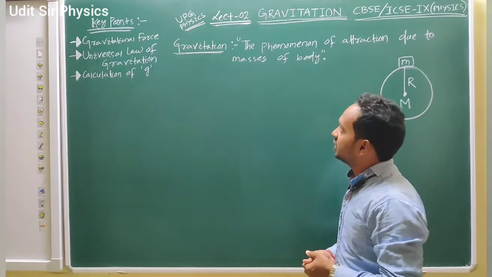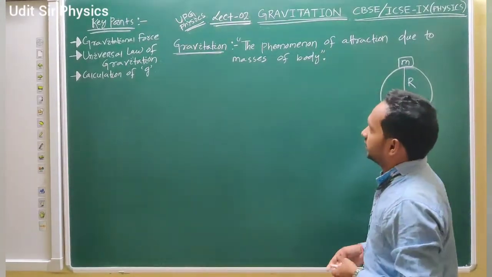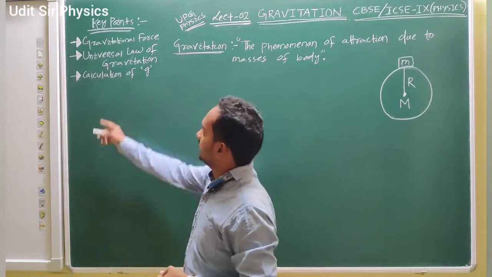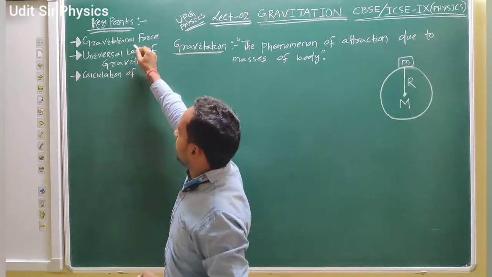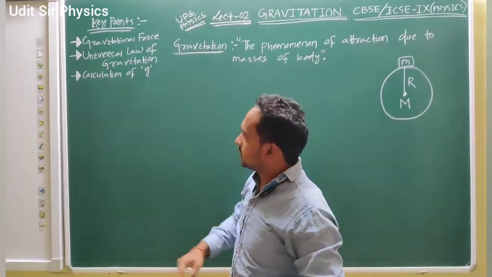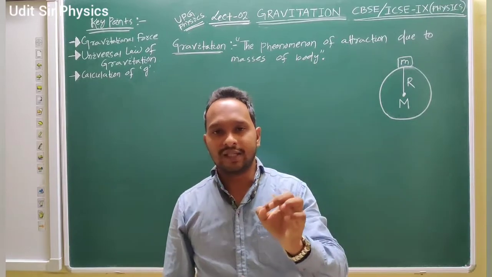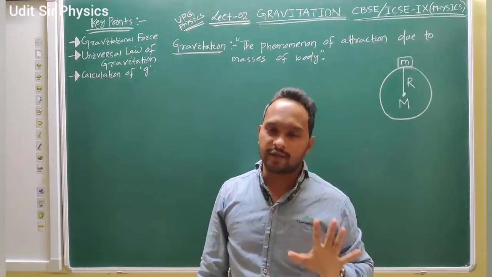This is our lecture number 2 of chapter Gravitation. Today we are going to discuss the other key points: gravitational force, or what is gravitation, the universal law of gravitation, and the calculation of small g, that is your acceleration due to gravity.